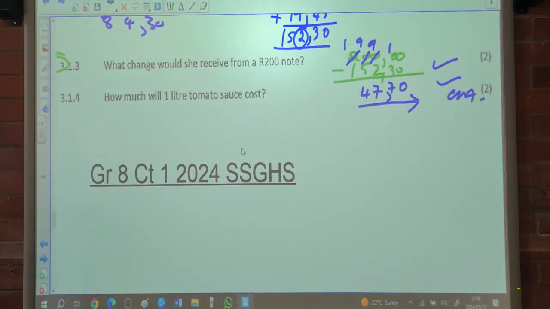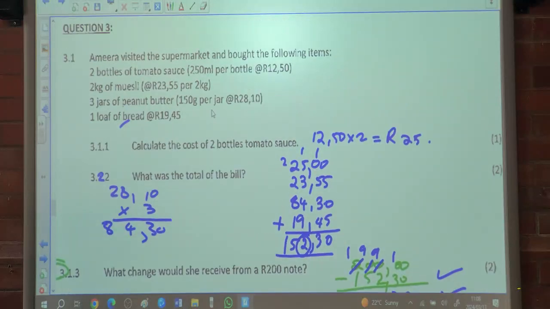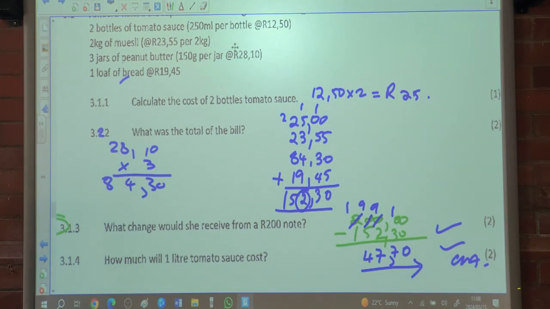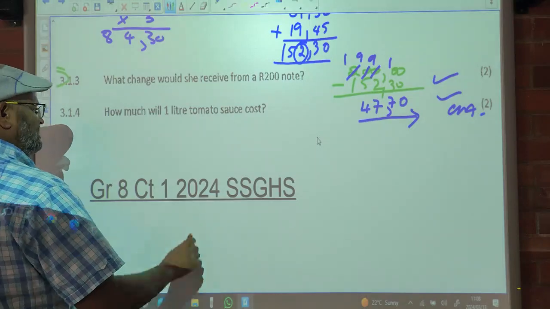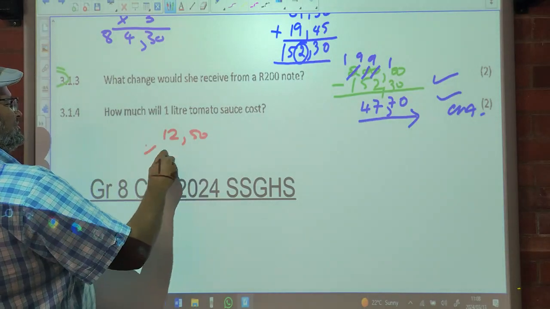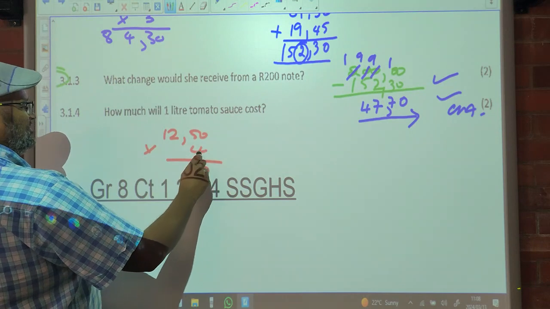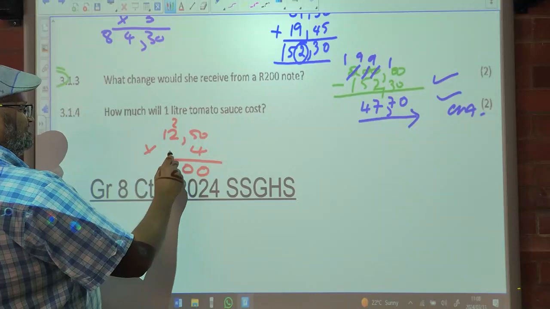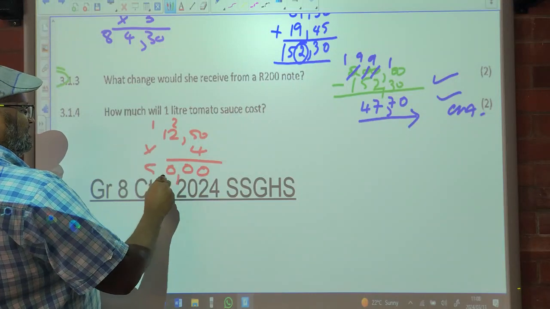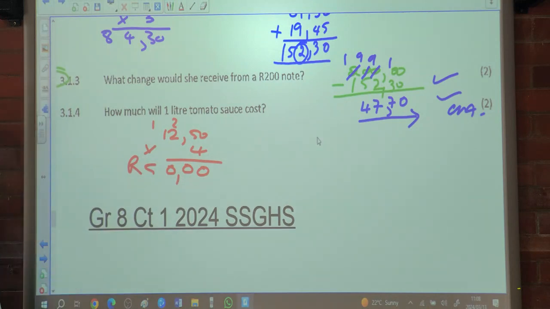How much will 1 liter of tomato sauce cost? How many bottles do we need to make a liter? We need 4 bottles, not so. And each bottle costs 12 rand and 50 cents. 12.50 times 4. So that's 0, that's going to give you 20, carry 2. 8, 9, 10. So it's going to cost you 50 rand for 1 liter of tomato sauce. You guys understand? Okay.